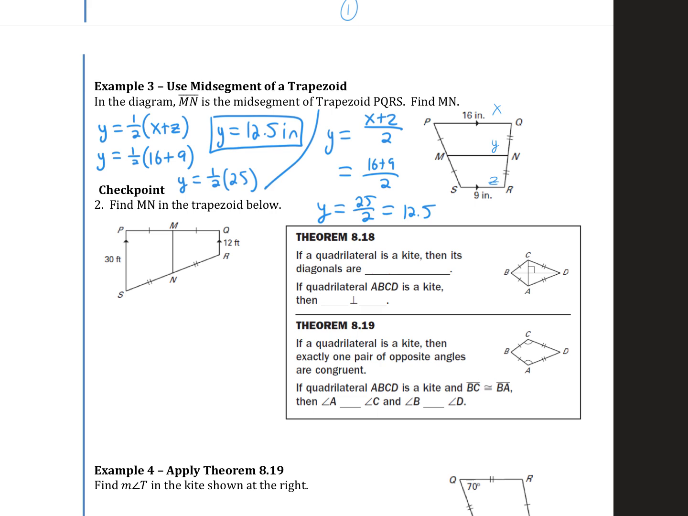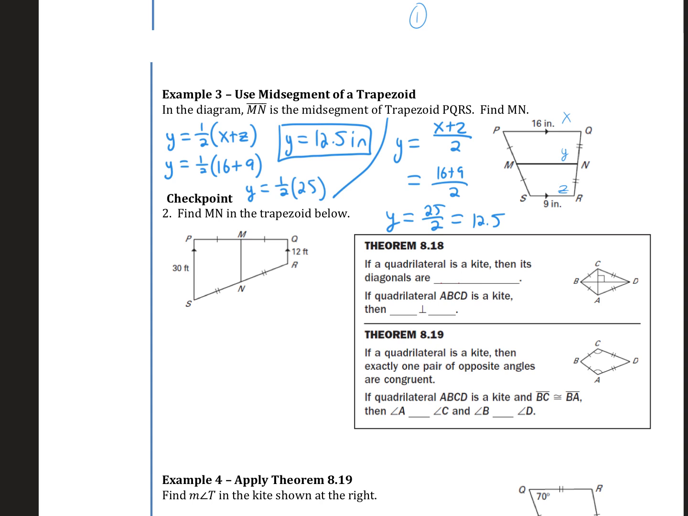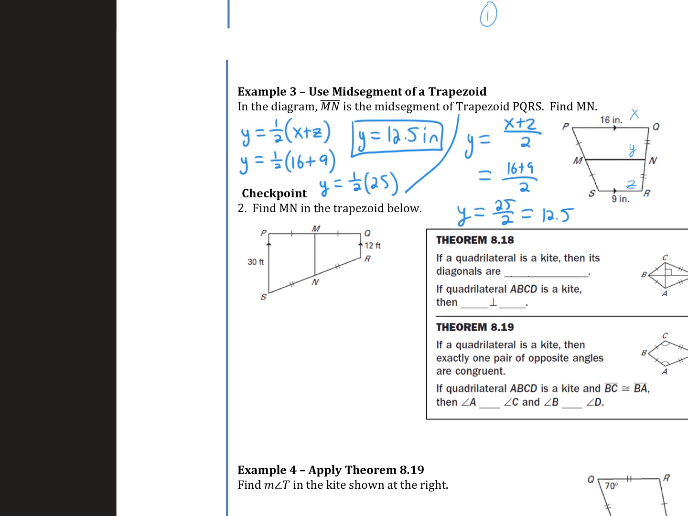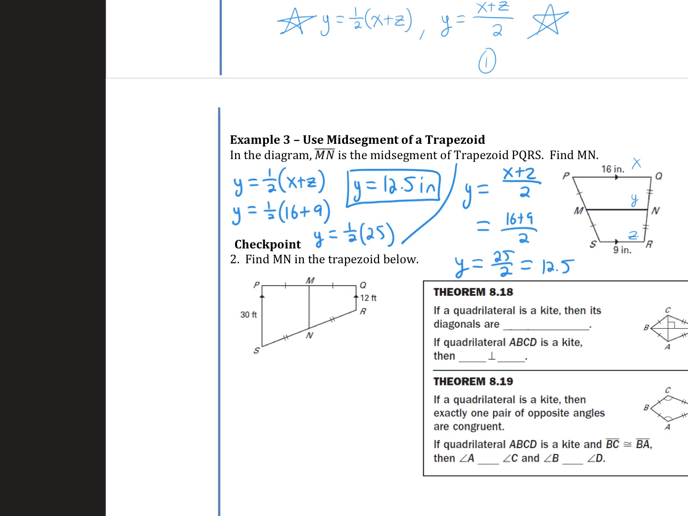Okay? All right. Ooh, and we're actually going to do this one a little bit different. I'm going to show you the same problem a different way. I'm going to make up a new trapezoid here, and change these numbers. We're going to do a new trapezoid, okay?